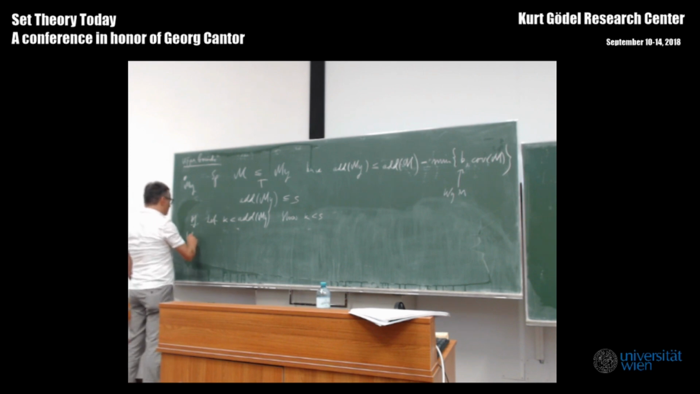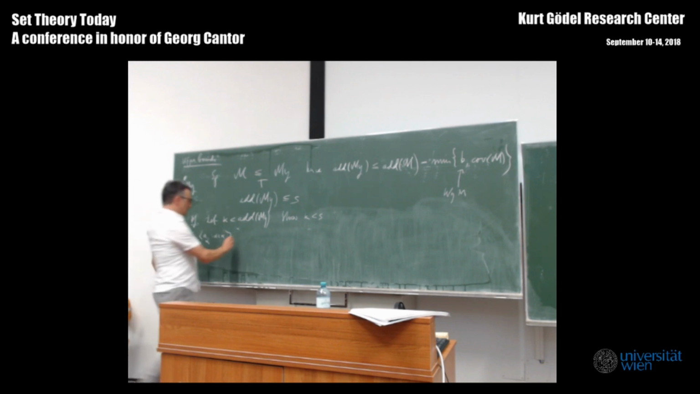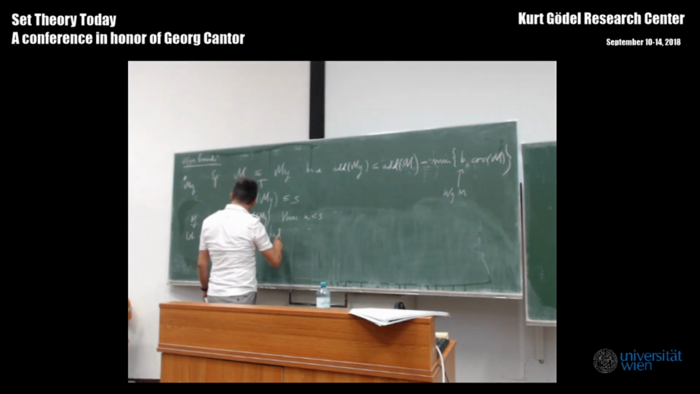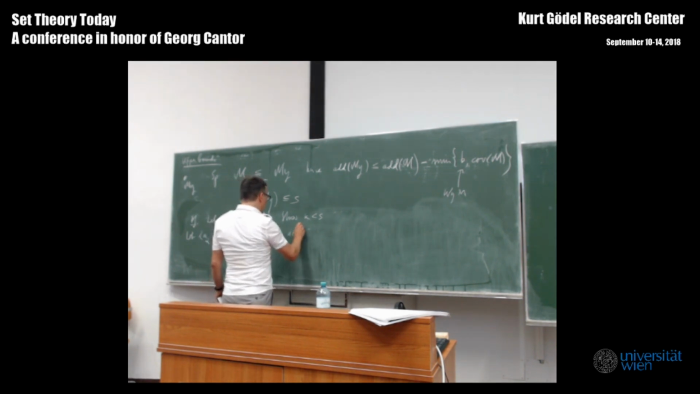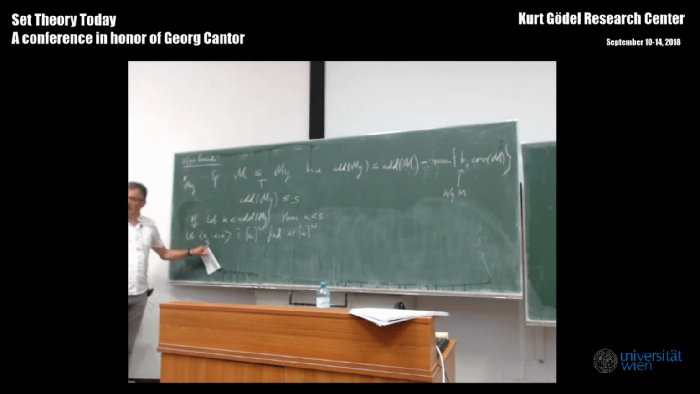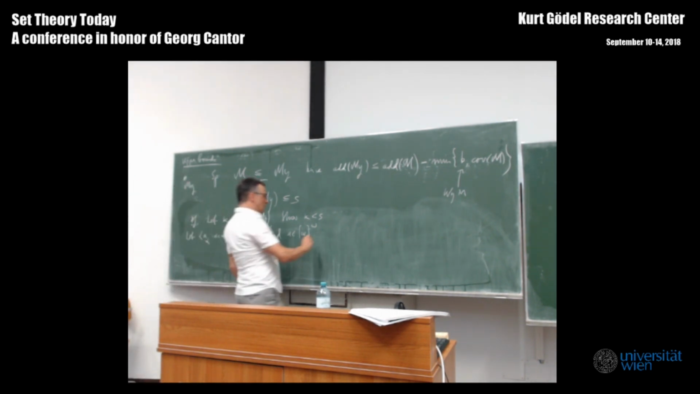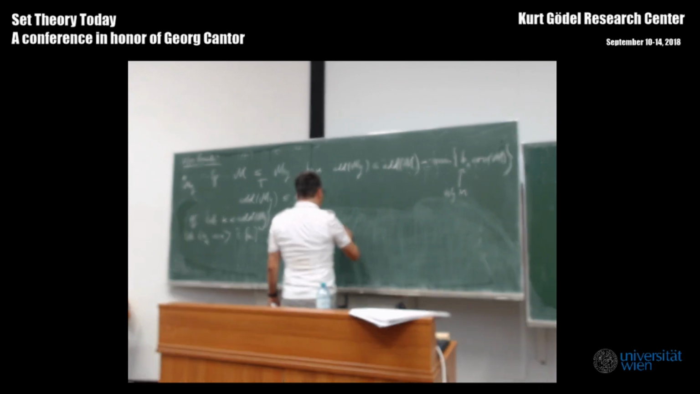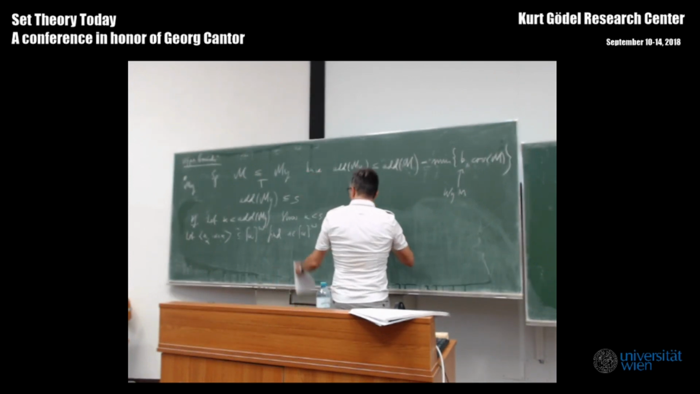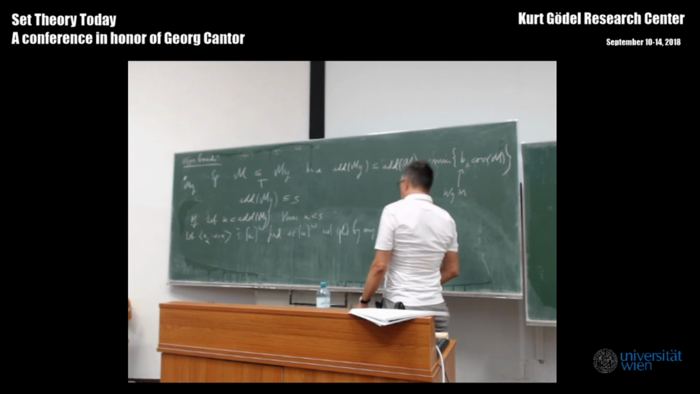Let A alpha be given in our infinite subsets. Find an infinite set A, which is not split by any of these. Not split means not split by A.